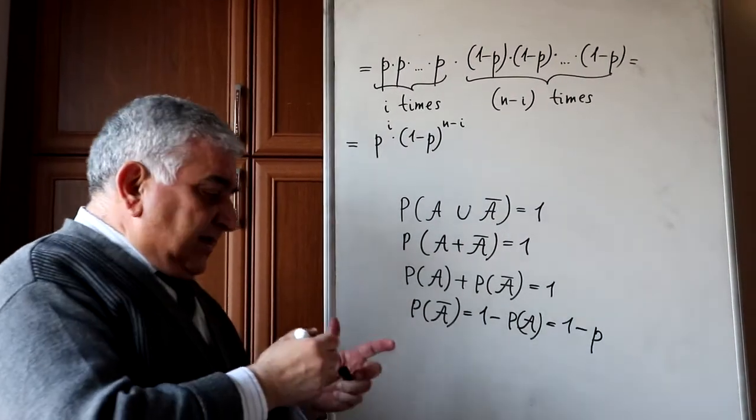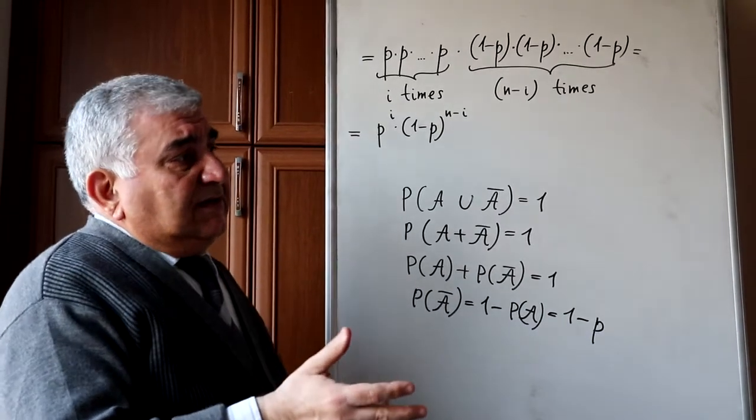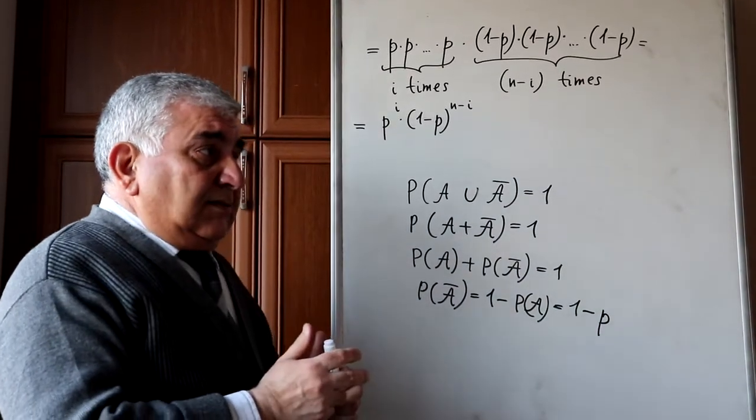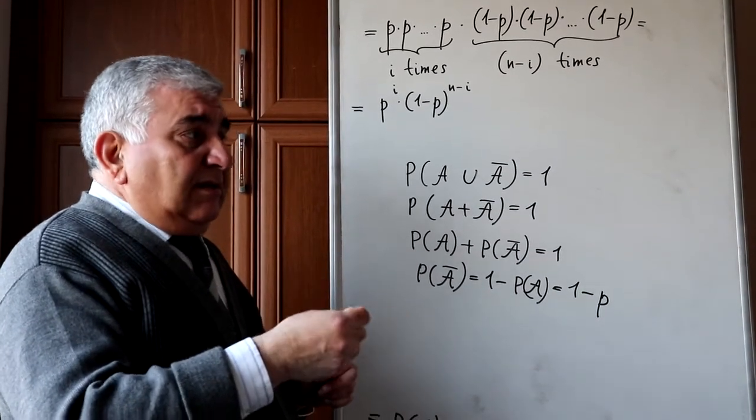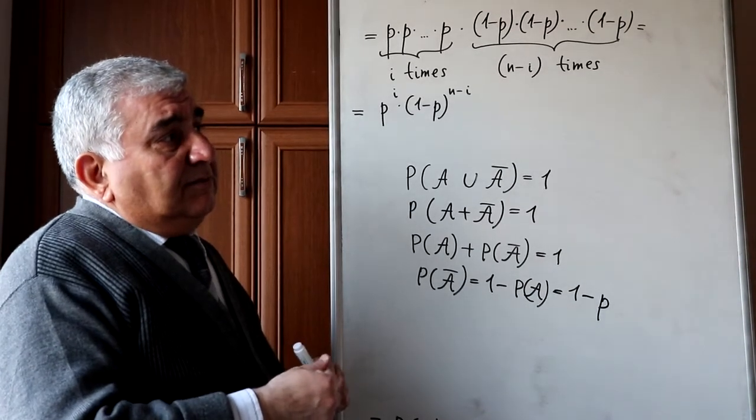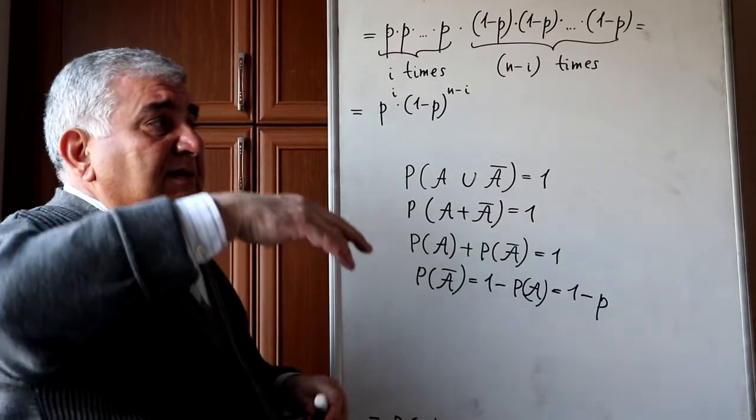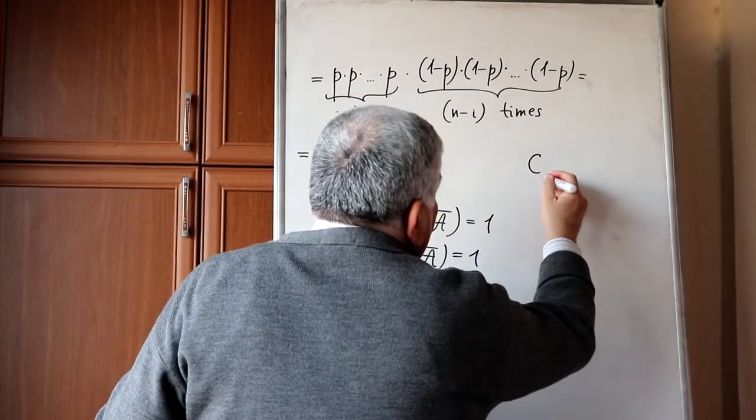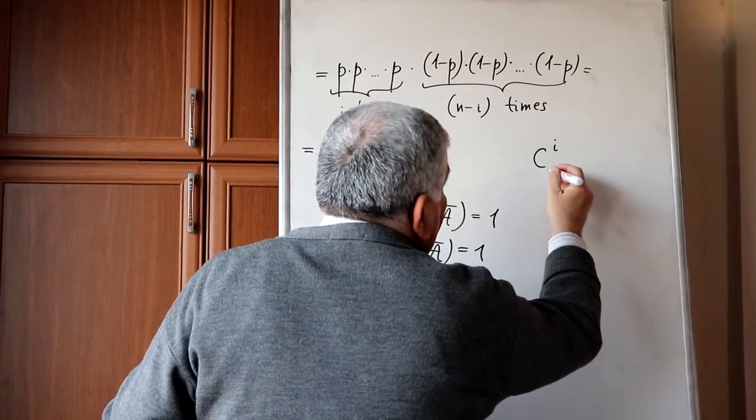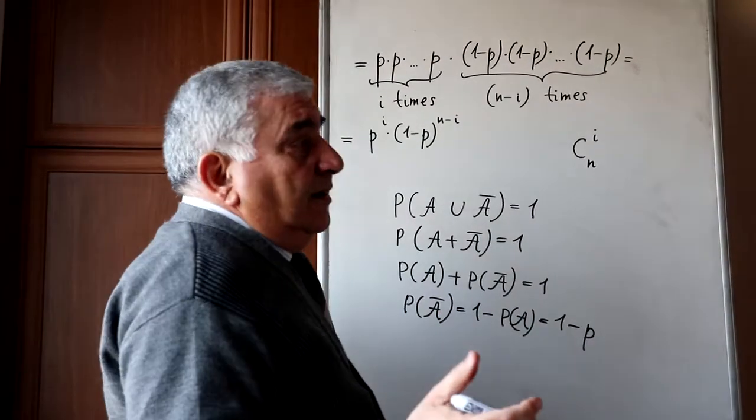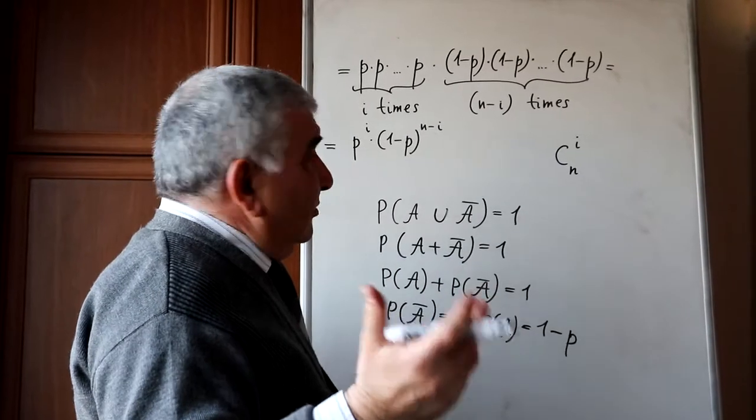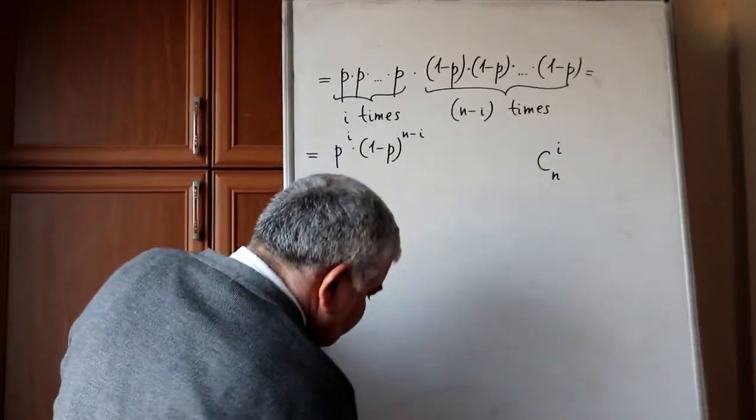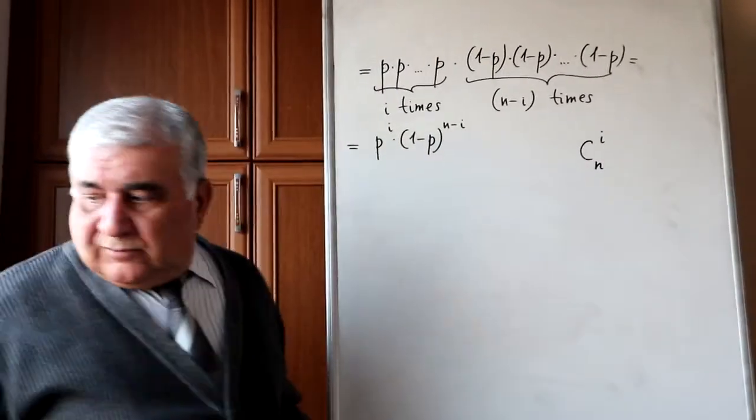In the previous case, we suppose that the event A is realized in the first k tests, but the event A can be realized in other variants, and the sum of all variants is equal to C of i out of n, according to the combinatorics, and therefore finally we can obtain the following formula.